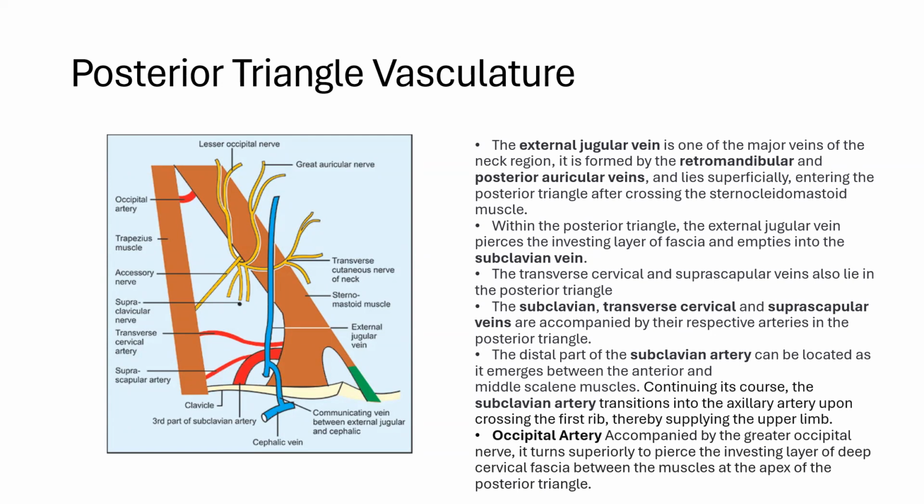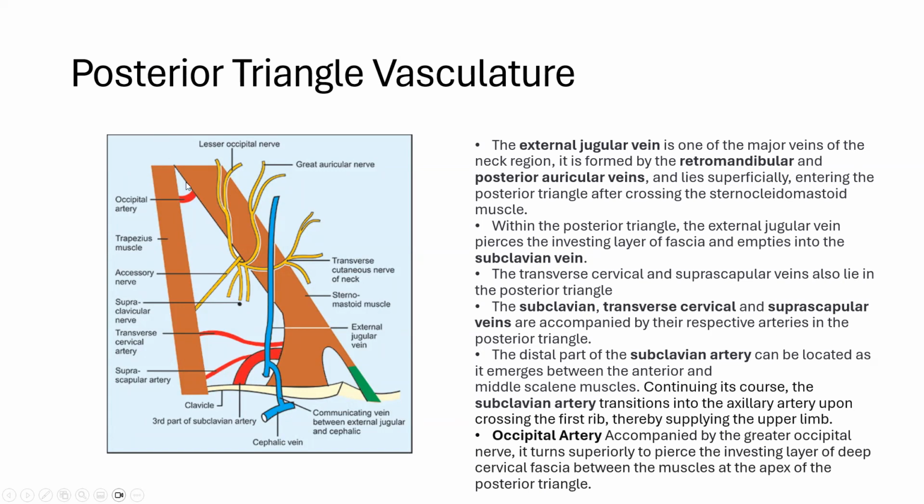The subclavian, transverse cervical, and suprascapular veins are accompanied by their respective arteries in the posterior triangle. The distal part of the subclavian artery can be located as it emerges between the anterior and middle scalene muscles. Continuing its course, the subclavian artery transitions into the axillary artery. Upon crossing the first rib, it will be supplying the upper limb.